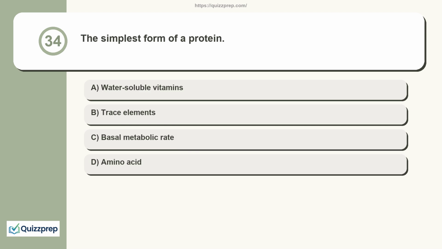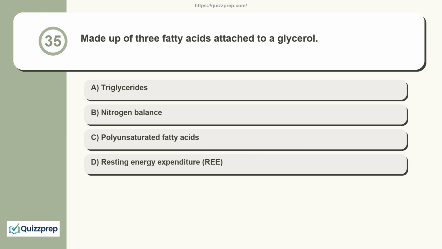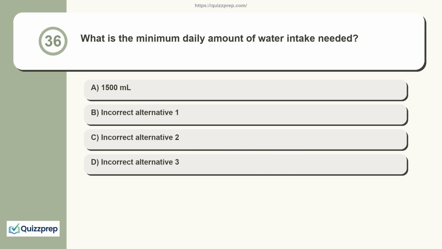Question 34. The simplest form of a protein. Water-soluble vitamins, trace elements, basal metabolic rate, amino acid. Question 35. Made up of 3 fatty acids attached to a glycerol. Triglycerides, nitrogen balance, polyunsaturated fatty acids, resting energy expenditure. Question 36. What is the minimum daily amount of water intake needed? 1,500 ml. Incorrect alternative 1. Incorrect alternative 2. Incorrect alternative 3.